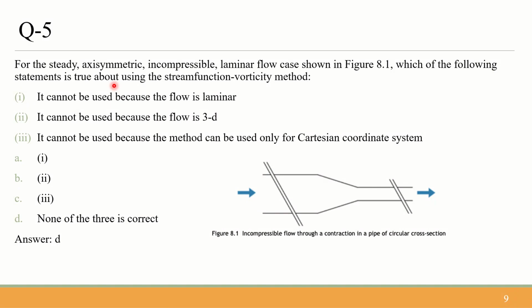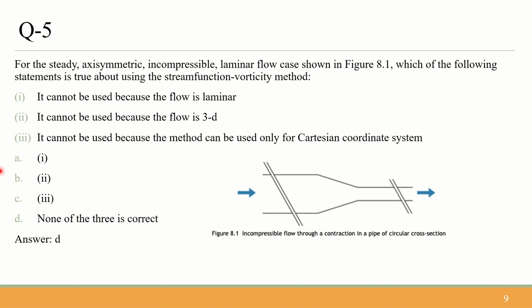And the third one, it cannot be used because the method can only be used for Cartesian coordinate system. Again, it is false. Here, we are again reducing it to a two-dimensional problem, and therefore there is no issue in that. So let us look at the options. All three statements are false. Therefore, option A 1, option B 2, option C 3, all three options are wrong.